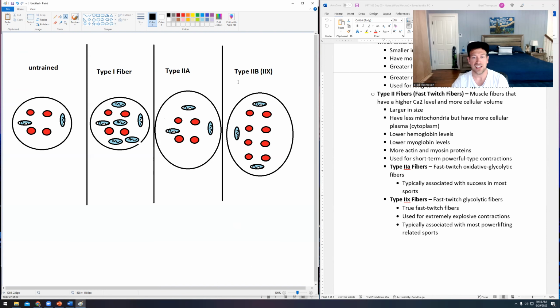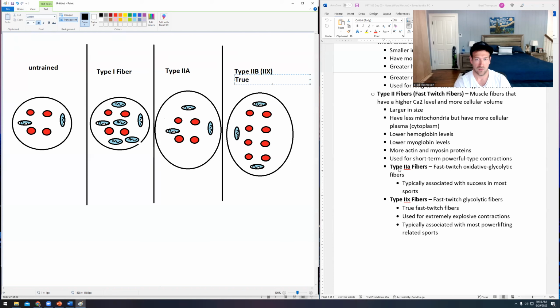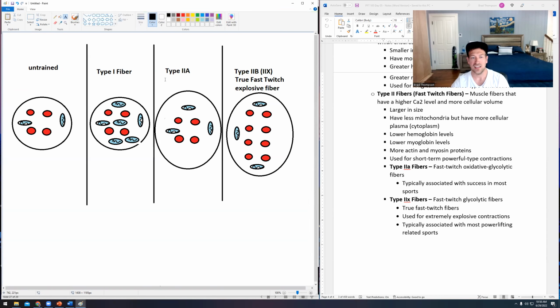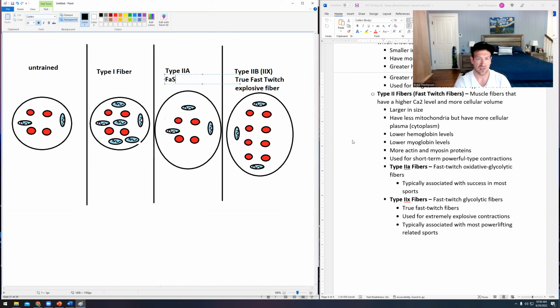So this is a true fast twitch explosive fiber, okay? Whereas this is a fast twitch semi-endurance fiber. So this is fast twitch, but it also has a little bit of endurance. And this is a slow twitch high endurance fiber, okay? And that's what slow twitch means.